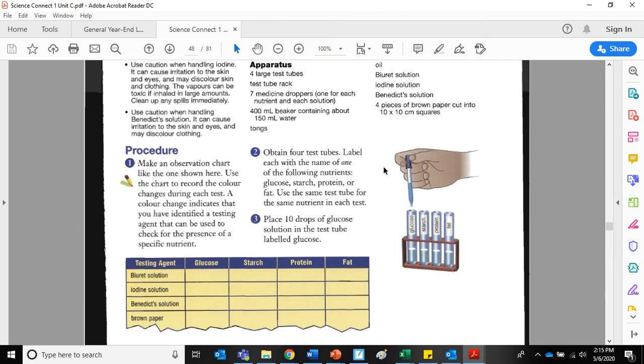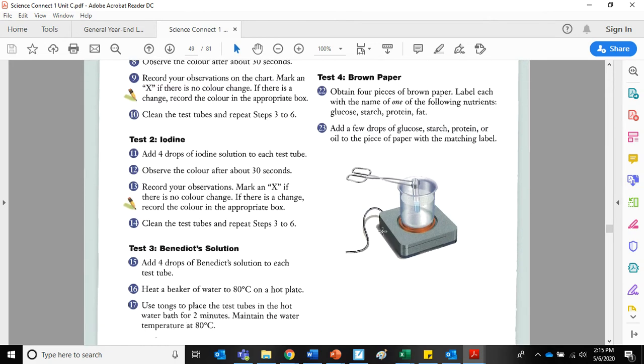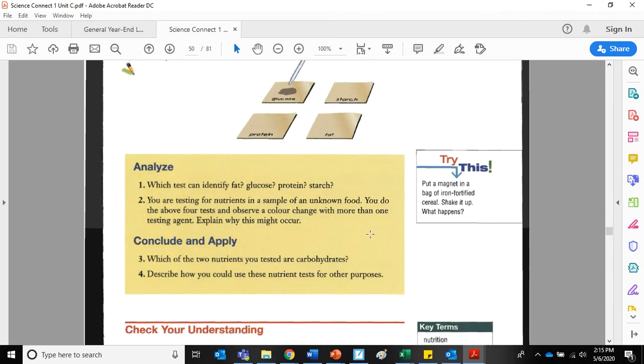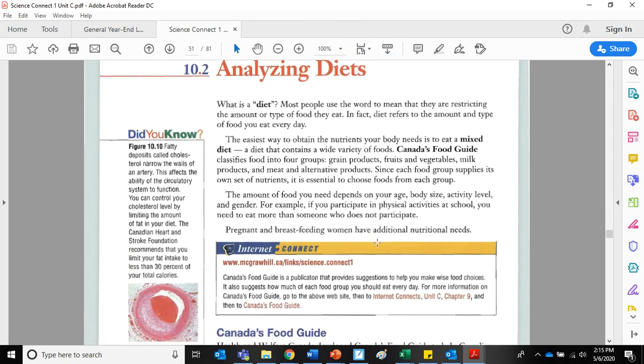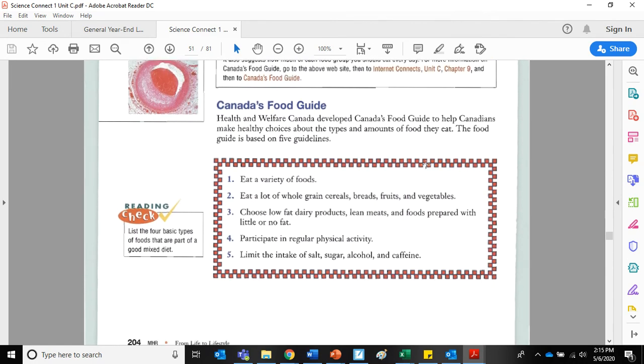I'll go past this. I took out questions like this. This is tests for different nutrients, but we weren't able to do that in the lab, unfortunately. It's a fun lab. But analyzing diets, if you're not sure about what diets are, they give more examples. And now make sure we go through the new Canadian food guide, because here, this food guide will be the old Canadian food guide. Make sure we're balancing it with the new Canadian food guide.